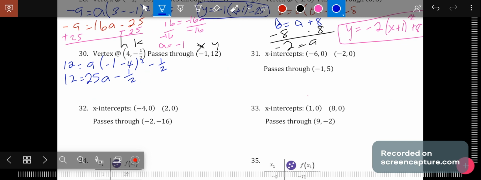Then you're going to add 1 half to each side. I'm going to go ahead and make that a fraction. You can put this in the calculator. It's going to be fine, just to help us out in just a second. So if we do 12.5, we can leave it as a decimal actually. 12.5 equals 25a. Then you're going to divide each side by 25.